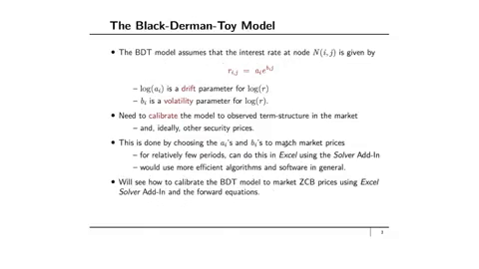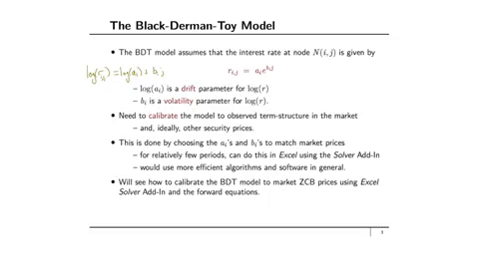The Black-Derman-Toy model assumes that the interest rate at node N_ij is given by R_ij equals A_i times e to the B_i j. So actually, if I take logs across here, I will see that what we're assuming is that the log of R_ij is equal to the log of A_i plus B_i times j. So we can interpret log A_i as being a drift parameter for the log of the short rate, and we can interpret B_i as being a volatility parameter for the log of the short rate.